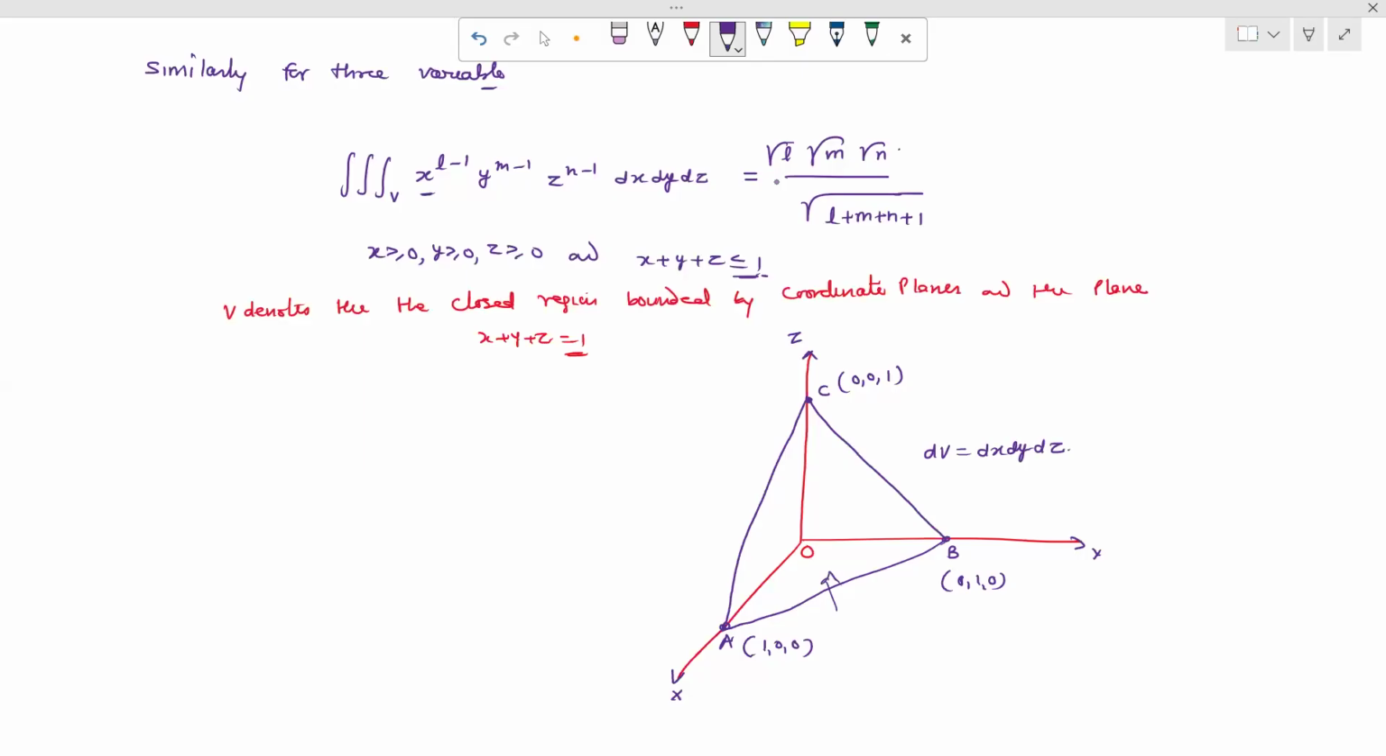So this is the xy plane. The equation of the xy plane is x plus y equal to 1. For this one, the equation will be zx, so x plus z equal to 1. And similarly for here yz, so y plus z equal to 1. And for all, we can draw the graph in this way.